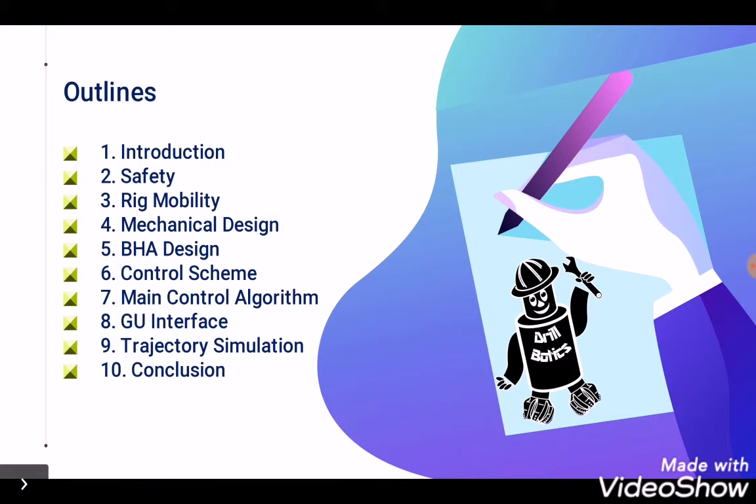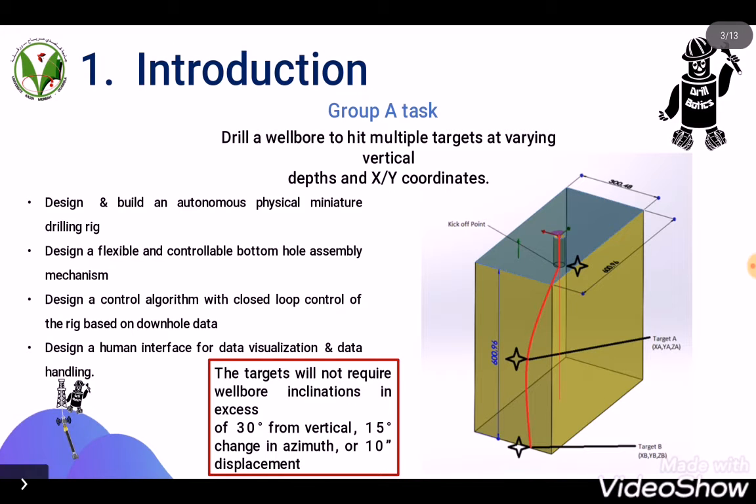First of all, introduction, then safety, rig mobility, mechanical design, BHA design, control scheme, main control algorithm, GUI interface, trajectory simulation, and finally conclusion. According to the guidelines, the Group A task is to drill a wellbore to hit multiple targets at varying vertical depths and XY coordinates.